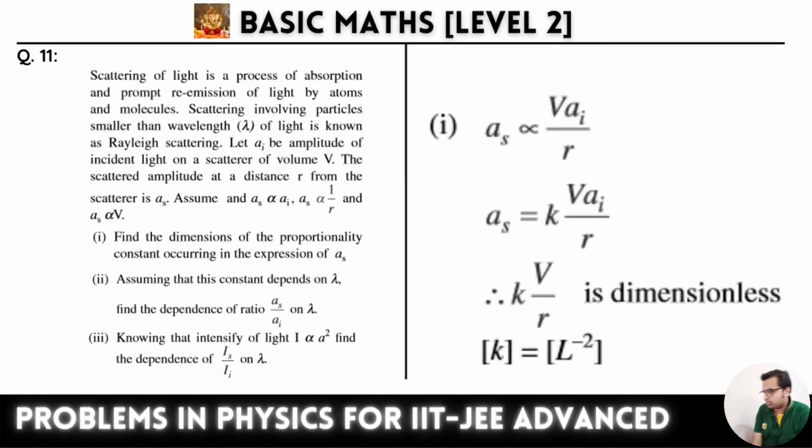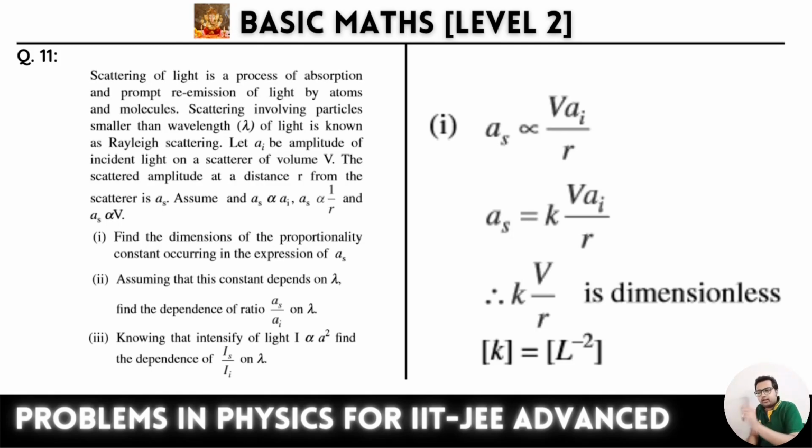Okay, so I hope you are done with the solution. So let's see. As we have seen, A_s is proportional to V A_I upon r. So A_s will be equal to K into V A_I upon r. So K will be, see, K V upon r is dimensionless.